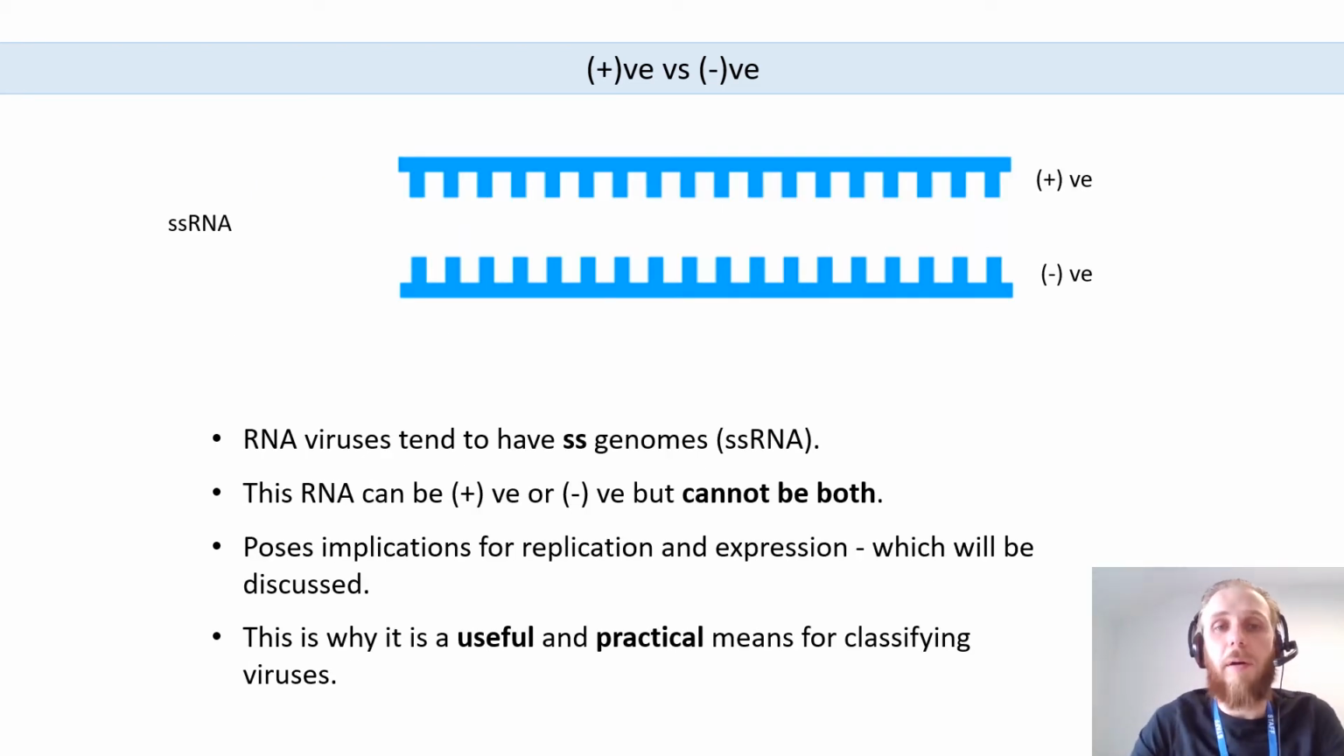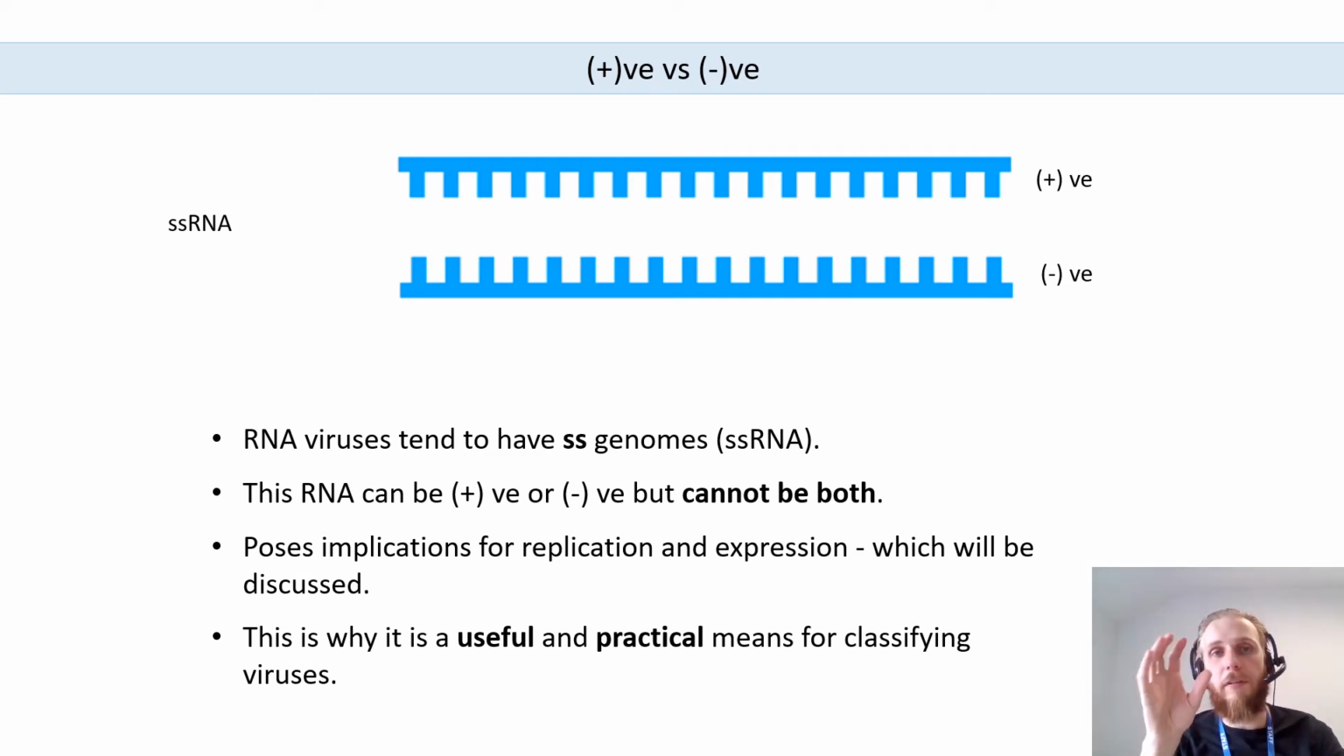So when we think about RNA viruses, as we've said, most RNA viruses are single-stranded. Obviously a single strand can't be positive sense and negative sense. It can't be a coding strand, an encoding strand, and a template strand. So RNA viruses that are single-stranded, their genome will either be encoding or template. So it will either be positive sense or negative sense, and this has really significant implications on the way the virus replicates inside the cell.